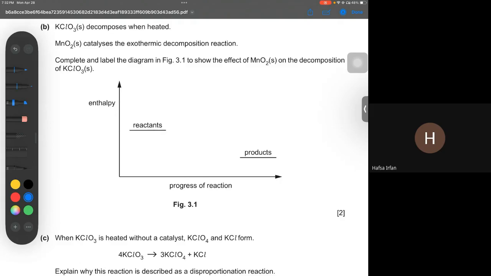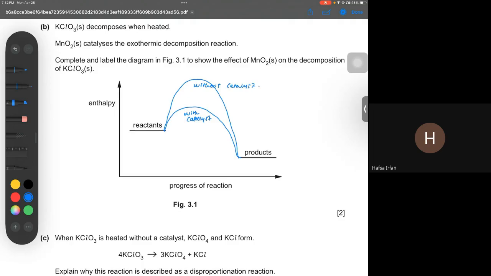Complete and label the diagram to show the effect of MnO2. MnO2 is used as a catalyst. So it would be forming this product, okay, and then it would be forming this product. So this one is with catalyst because the activation energy is lower, and this one is without catalyst because the activation energy is higher.